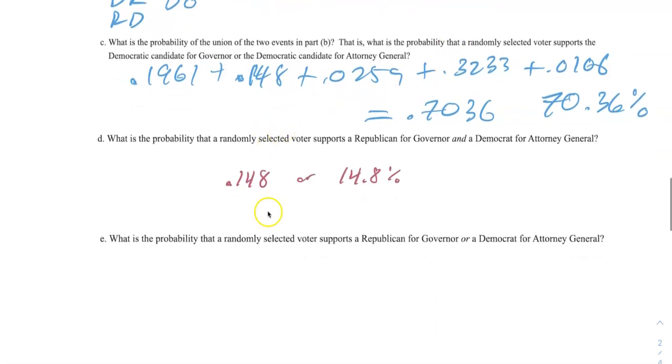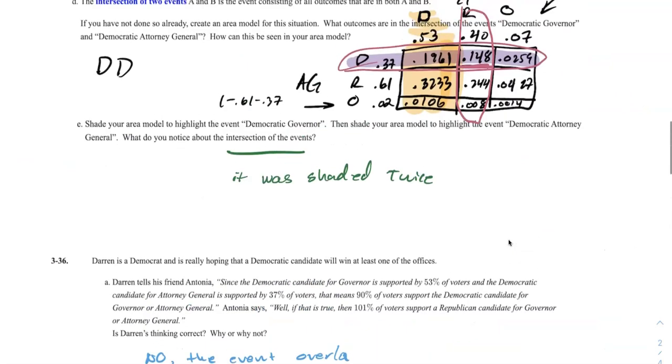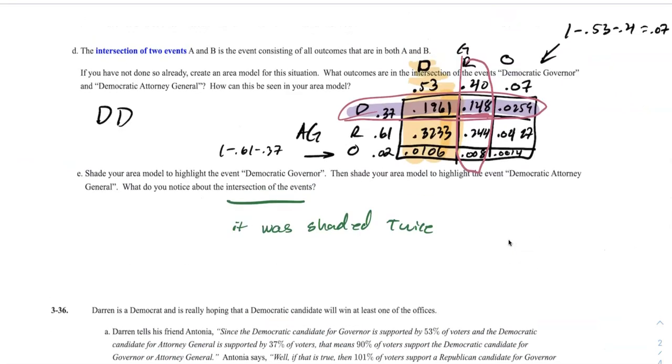What's the probability that a randomly selected voter supports a Republican for governor or a Democrat for attorney general? So it's the same idea. Let's see if I can go back up here and delete some of these colors. Okay, well, did the best I could. So we want a Republican for governor, or a Democrat for attorney general. So it's the same concept. We're not doing the overlap, we're doing the union. So I'm going to add up all these numbers.